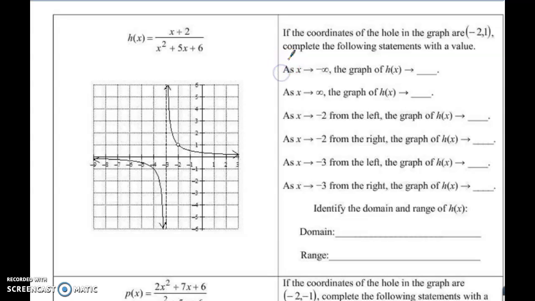So again, this is your clue: as x goes to positive and negative infinity, that's your horizontal asymptote. As you look at that, it's both 0. Why is it 0? The degree is bigger on bottom. So if you remember your BOBO rules, bigger on bottom, y equals 0. Then -2 on the left side.